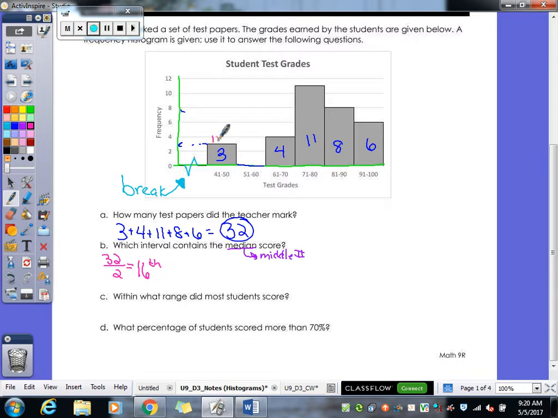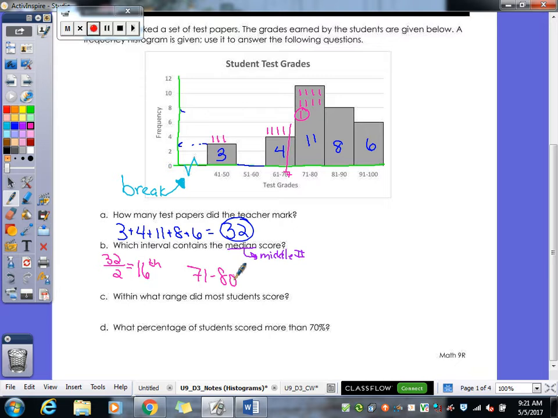So here are my first 3 test scores. And then this would be numbers 4, 5, 6, and 7. So between here, I've got 7 total so far. Then here I'd have 8, 9, 10, 11, 12, 13, 14, 15, 16. So my 16th number is going to fall in that column right there. The interval that contains our median is 71 to 80. It also just so happens that 71 to 80 would be our mode, but it does not always work out that way.